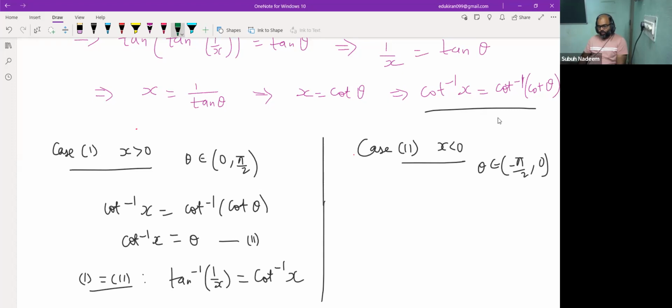So here what we will do now, we will write cot inverse of x is equal to cot inverse of cot theta. Now we can't cancel cot inverse and cot because theta is in minus pi by 2 to 0, which is not the principal value of cot, remember. So you will do some manipulation as we were doing in yesterday's class.